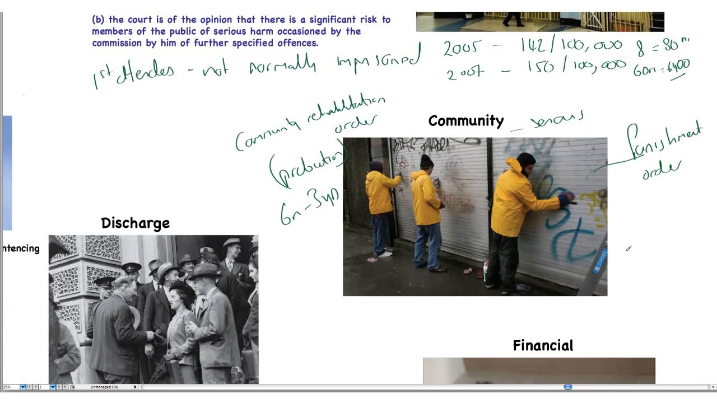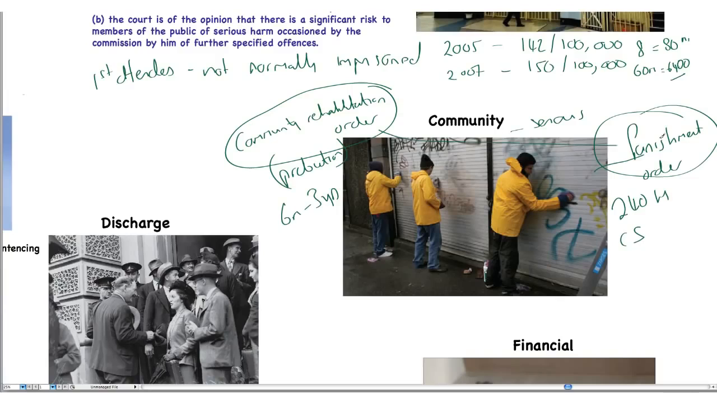And that might mean that they do community service, and that's up to 240 hours community service. And that's unpaid work in the community. Or these two, so the community rehabilitation order, might be combined with a punishment order, but not with any other penalty. So you can put those two together, but you can't have any other penalty.